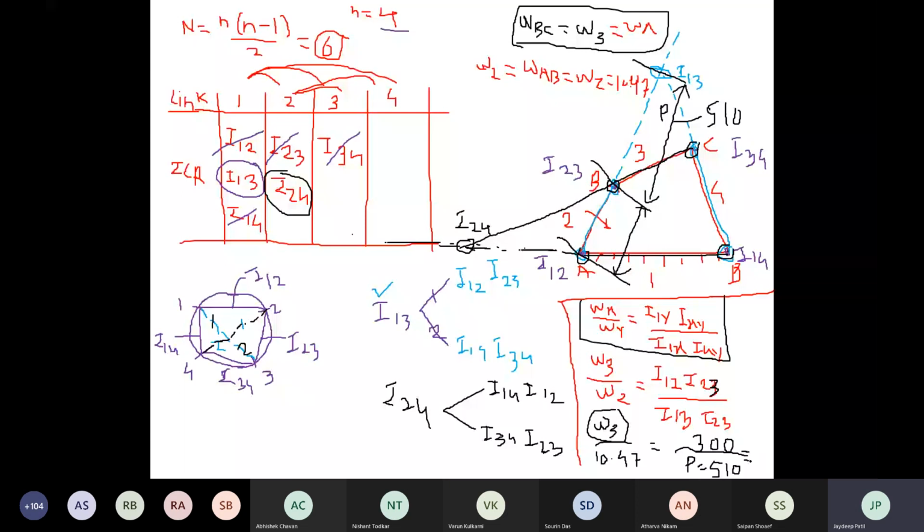I will consider 510. Tell me omega 3. How much is the omega 3? Value of omega 3?